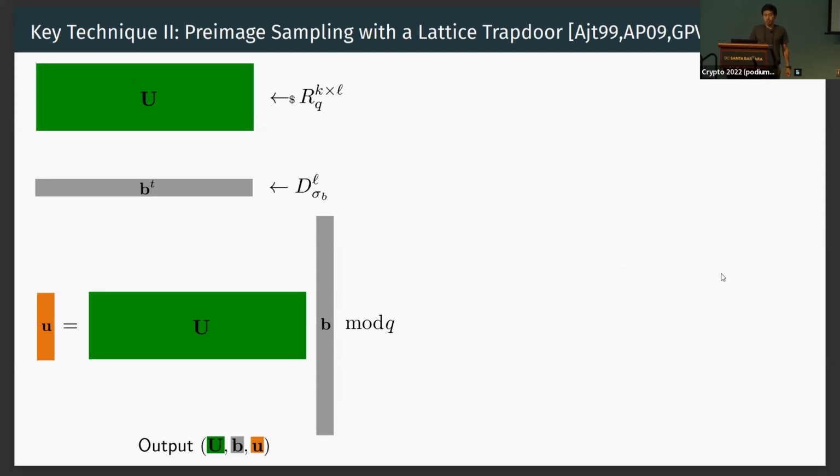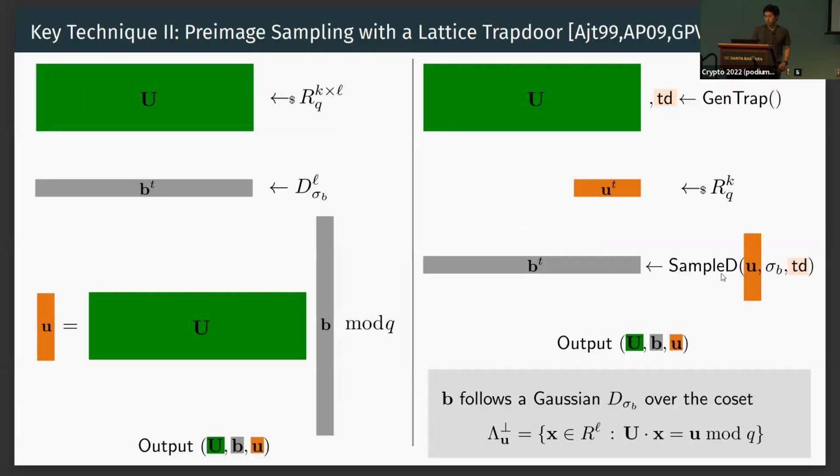So the second key technique is pre-image sampling using the standard lattice trapdoor. Let's look at the basic operations that often happen in lattice-based signatures. You first generate a uniform matrix U, then take a Gaussian vector and output the multiplication between them. It turns out that if you know the trapdoor for the matrix U, you can do this operation in the opposite direction. You take the target vector U, and with knowledge of the trapdoor, you can sample the pre-image B, following a Gaussian distribution defined over some coset that satisfies this equation.